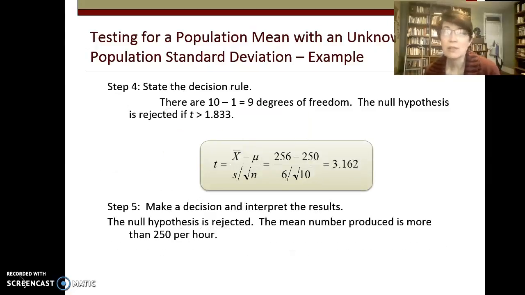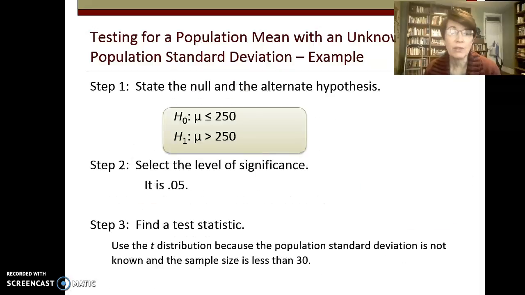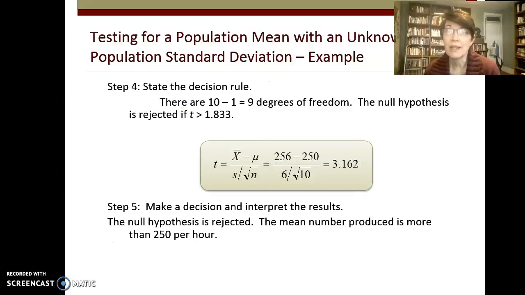So here's the math that we're going to do. We look in our chart at 9 degrees of freedom, and that's where we get this number right here. They didn't draw a picture for us this time. But when I look at 9 degrees of freedom, and my significance level, let's go back and look, is 0.05, and it is 1 tail. Okay, so that's where I get that t. I'm going to reject if t is greater than 1.833.